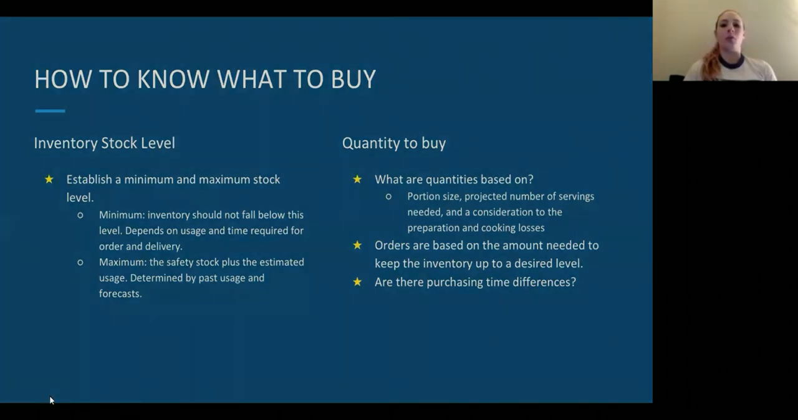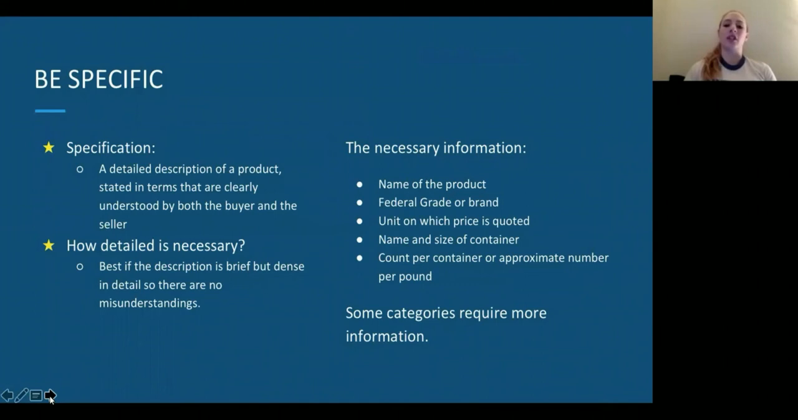When making orders, we need to be specific. A specification is a detailed description of a product stated in terms that are clearly understood by both the buyer and the seller. When you're being detailed, it is best if the description is brief but dense in detail so there are no misunderstandings.